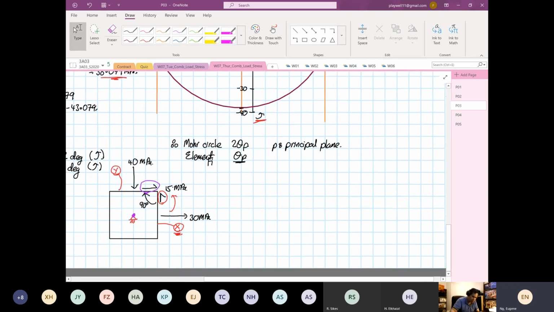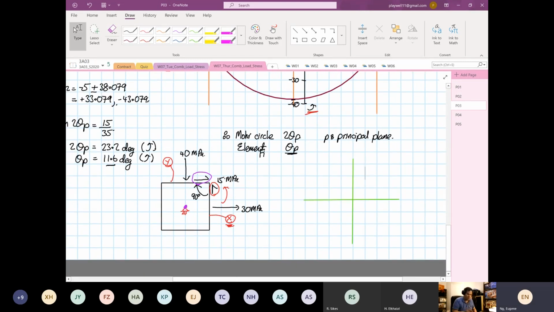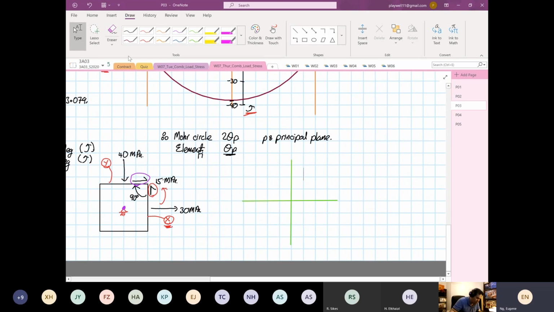Okay, so what do I mean by that? So now I will draw our original axis. Okay, so this is our original axis. Then I'm going to rotate the element by 11.6 degrees anti-clockwise. So this is by eyeball. Okay, my daughter took my protractor and I can't find it. So we're going to rotate this anti-clockwise by 11.6 degrees.